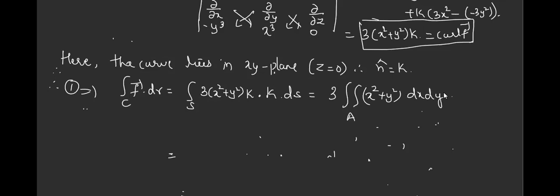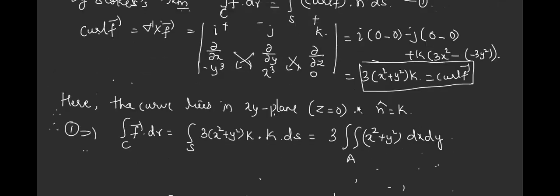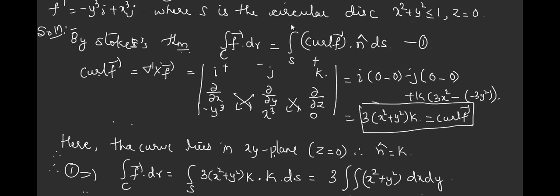Now, which type of region do we have here? Which type of curve have they given? Read out the question. It's a circular disc. Which curve is this representing? What is this curve, x square plus y square equal to 1? It's a circle. What is the center? Center is origin, and radius is 1.